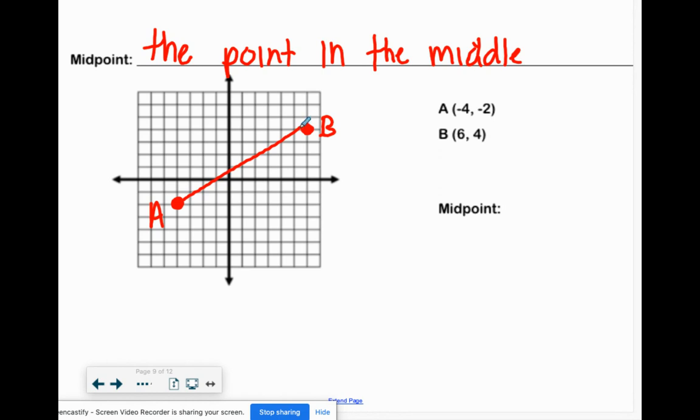So we can eyeball it, right? We know the middle would be somewhere over here-ish, but we can actually find out exactly where it's at. Does anyone have any ideas how we can do that? Find the slope. Ooh, yeah, we could find the slope.